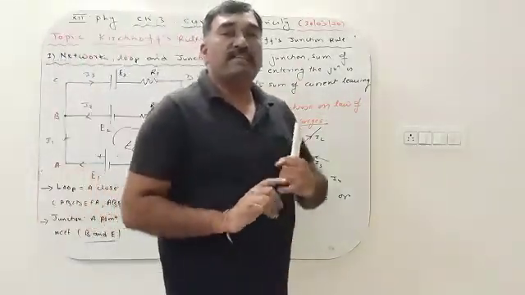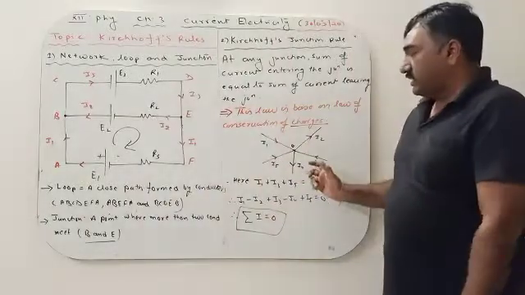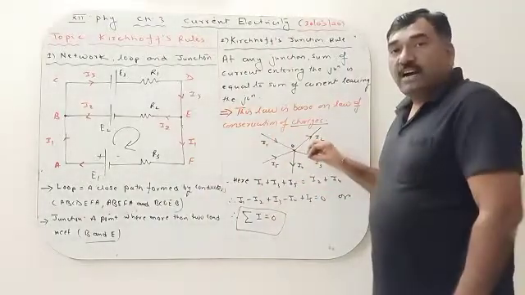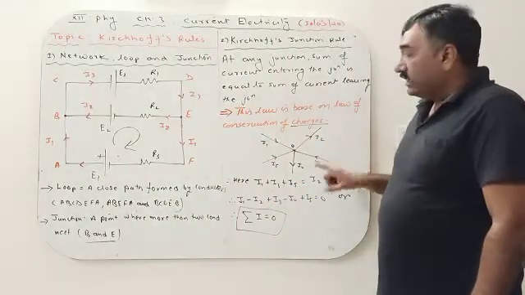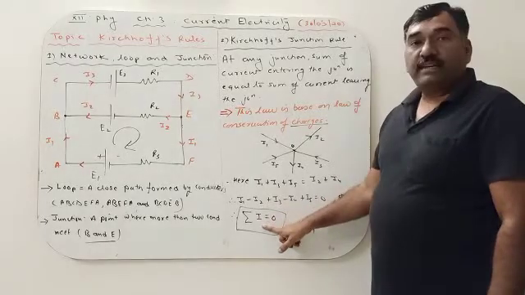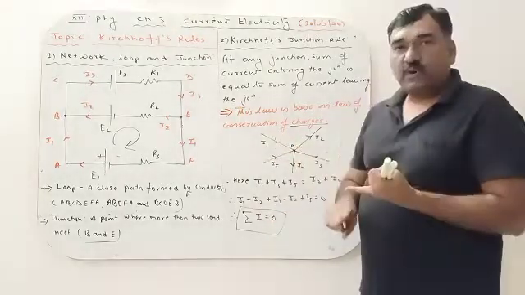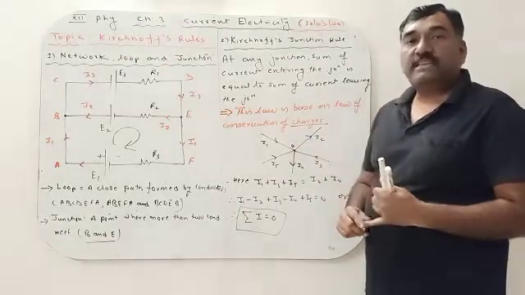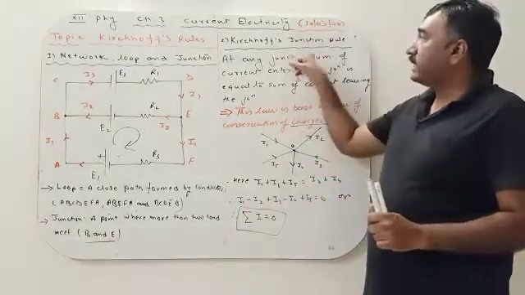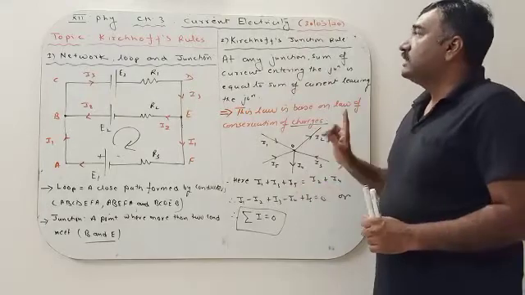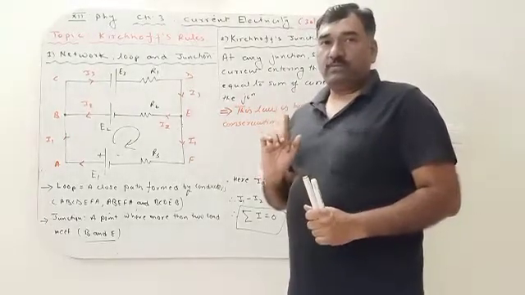Kirchhoff first law is based on the law of conservation of charge. जितना चार्ज आएगा उतना चार्ज जाएगा, so the algebraic sum of current is 0. आने वाला current is to be taken as positive, जाने वाला current is to be taken as negative. I hope you are able to understand the Kirchhoff junction rule.